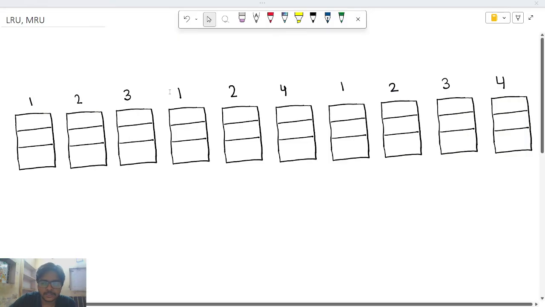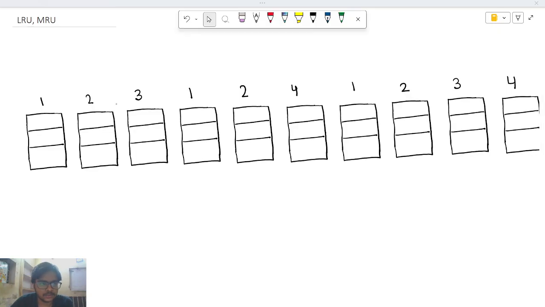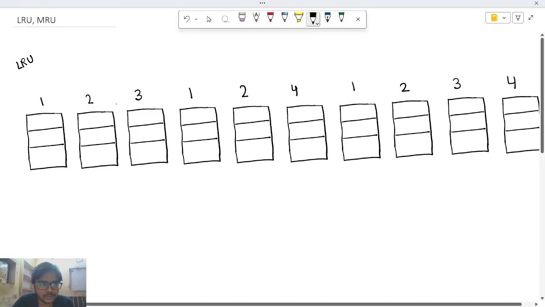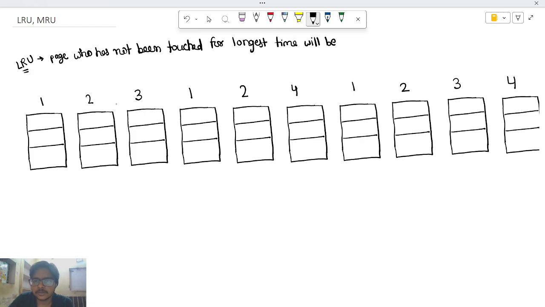Hi, so we'll be learning about two more page replacement policies today. So first one is LRU. Its full form is least recently used. So what does it mean? It means the page which has not been touched for the longest time will be replaced.